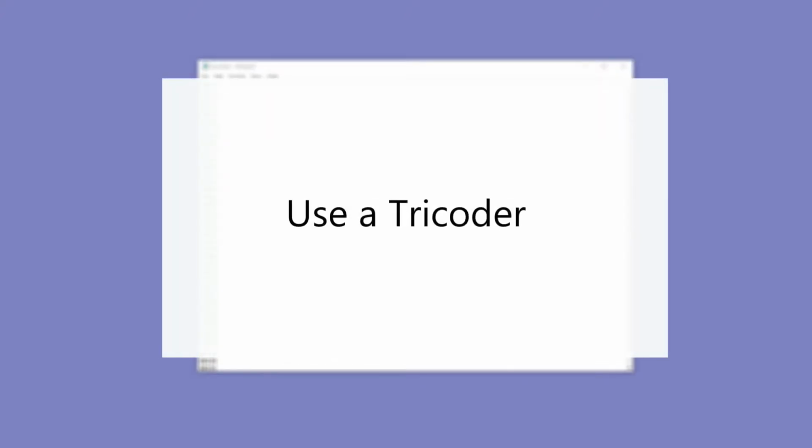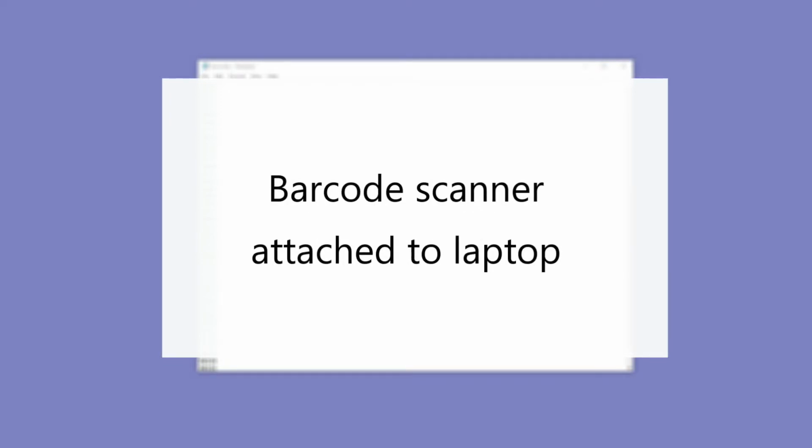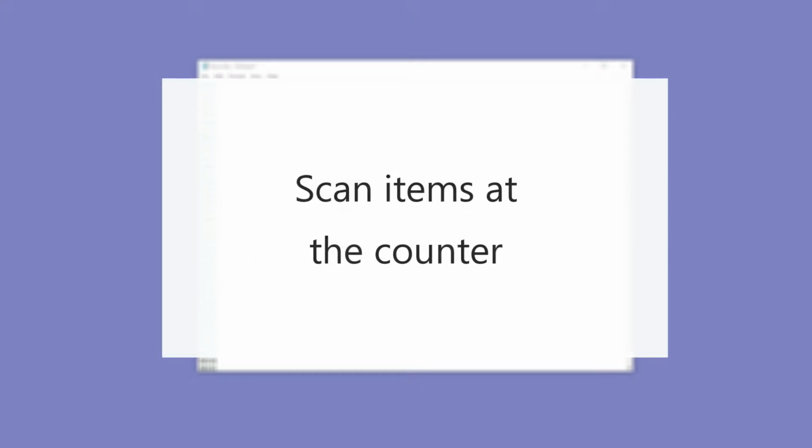There are a few ways we can achieve this. If your library has a tricoder, you simply go to the shelves and scan the barcodes and then empty those into the Notepad document. You can also use your circulation or cataloging barcode scanner, attach it to a laptop computer, and scan into a Notepad document. Or take the books or items by batches to your counter and scan the barcodes into the document.